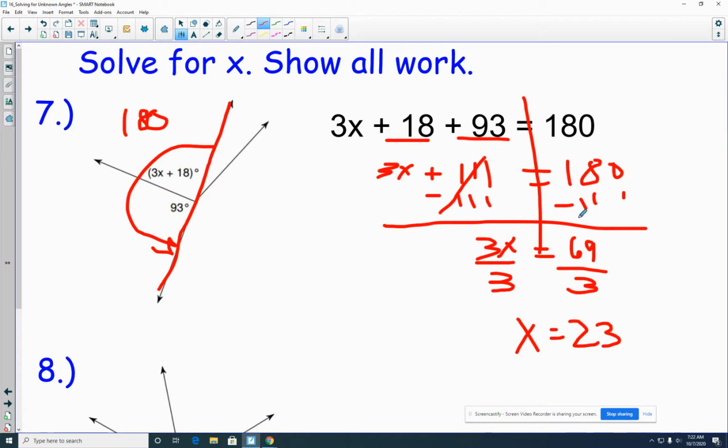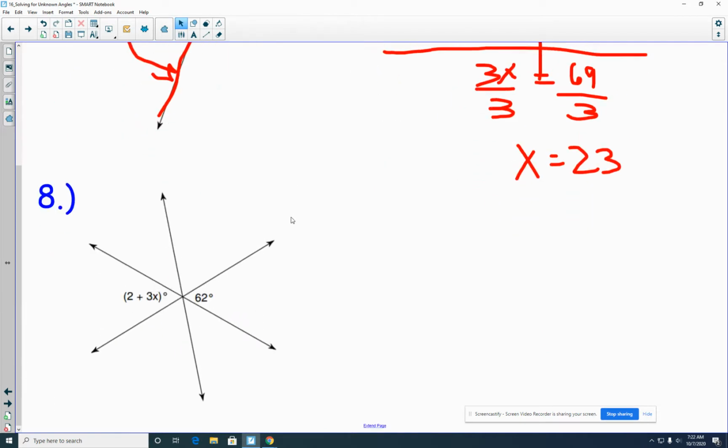Now for all of these, you could go ahead and plug your substitution for x back in and solve, but that's not necessary for these. But this is what we're expecting to see for all of these. So for number 7, we have x is 23.